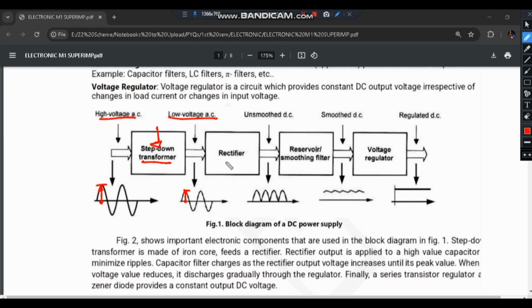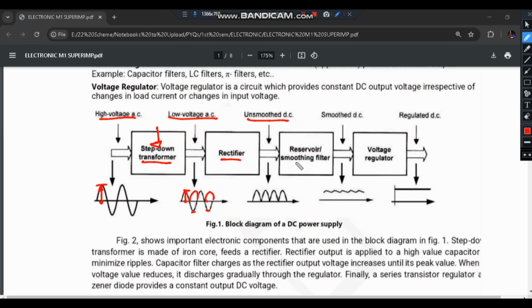After that a rectifier is used. Rectifier means if a negative cycle is present, that will also become a positive cycle like this. That is the work of a rectifier. The second step is the rectifier, which converts to unsmoothed direct current. Alternating current will have negative cycles also, direct current will have only positive cycles.